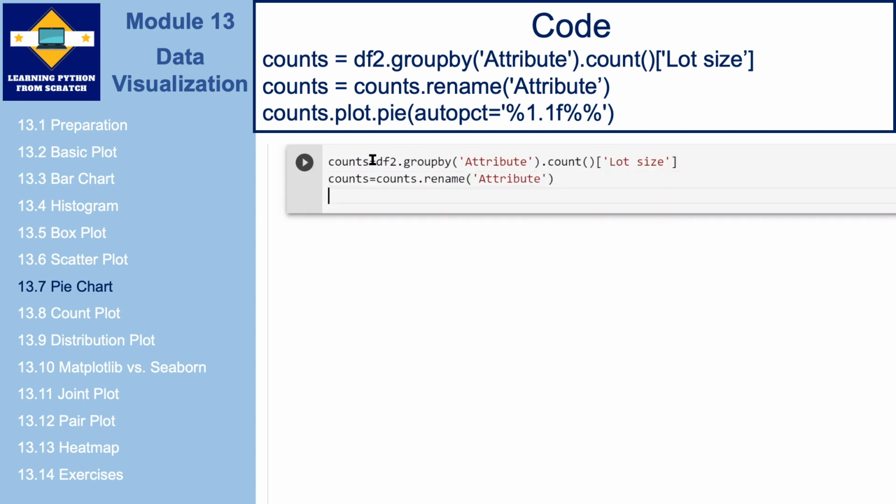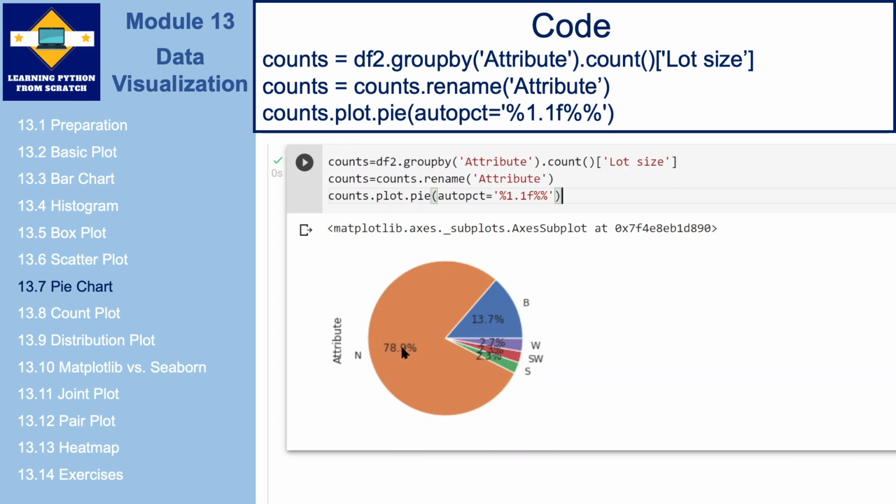Next, count equal count.rename(attribute) helps us to rename the series by attribute. Then, count.plot.pie with autopct. Here we are going to generate a pie plot with the plot.pie method. Set the parameter autopct to show the percentage of each attribute group. Here you should be able to see that the largest group is N, and then B, and then others.